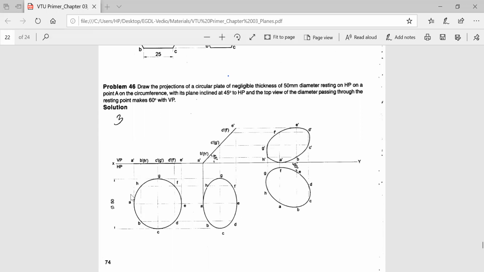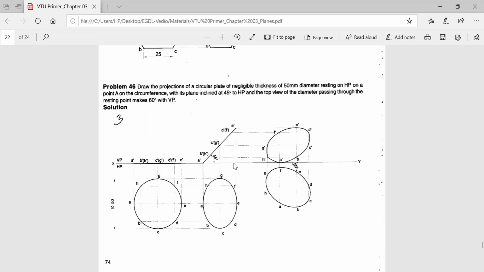So you will read the locus. Locus of A is meeting A dash at this point. So this is our point A. This is the locus of B, and B dash is meeting at this point. So this is our point B. Locus of C is meeting C dash at this point. So this is our point C. Locus of D is meeting D dash at this point. So this is our point D. Locus of E is meeting E dash at this point. So this is our point E.